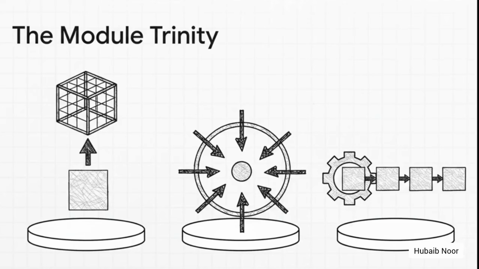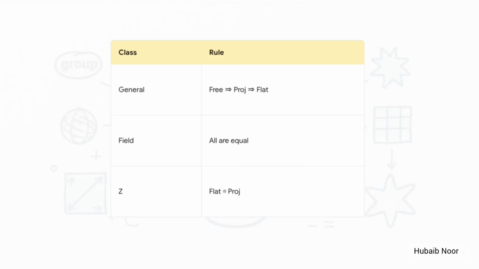First, we have projective modules. These are the ones that can lift maps from a quotient back up to the original overarching module. Second, injective modules. These do the exact reverse, easily extending a map from a tiny submodule to the entire structure. And finally, flat modules. These are the incredibly useful ones that perfectly preserve exact sequences when you multiply them using a tensor product.